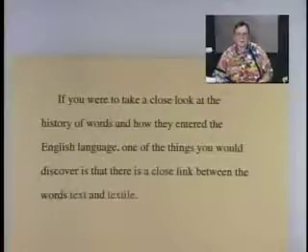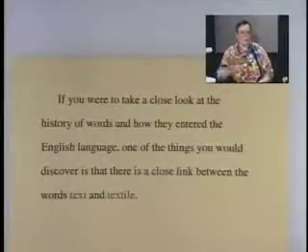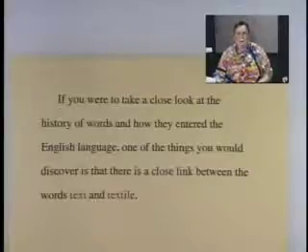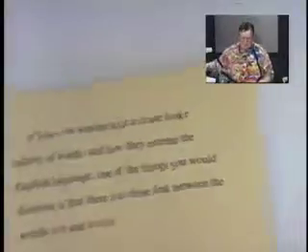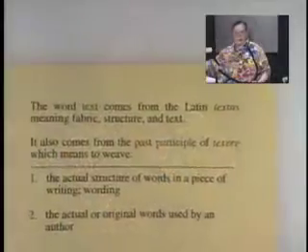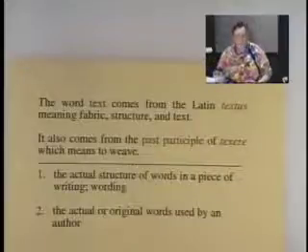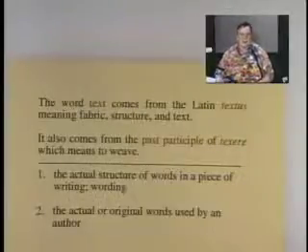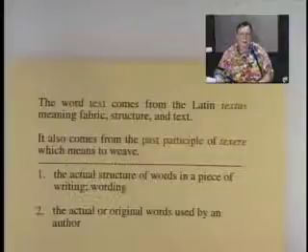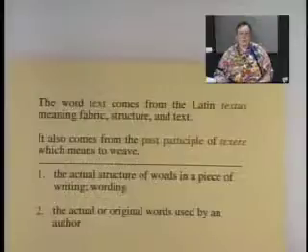This is what your book says. If you were to take a close look at the history of words, I may have used slightly different wording, but this is basically what you're looking at, and how they entered the English language, one of the things you'd have to discover is that there's a very close link between text and textile. If we look at the origin for the word text, we see that it comes from the Latin word textus, and the Latin word means fabric, structure, and text. And it also comes into English from the past participle of another Latin word, texere, which happens to mean to weave.